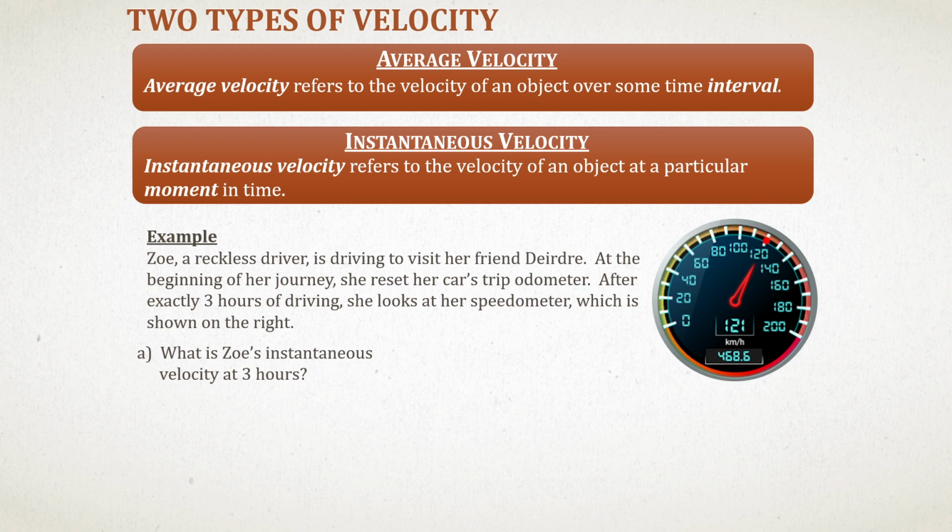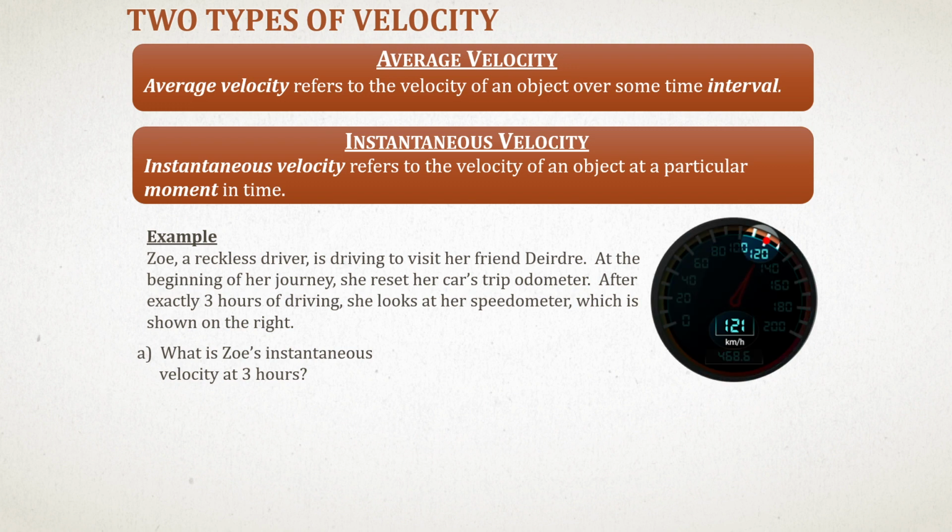Well, that's like right now, at that instant, at 3 hours. Well, if we look at that speedometer, we can see that right now, she's doing 121 kilometers per hour. In some direction, we'll say it's the positive direction. So that is her instantaneous velocity, 121 kilometers per hour in the positive direction.